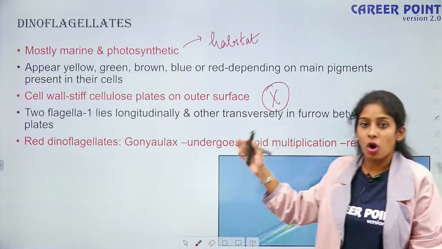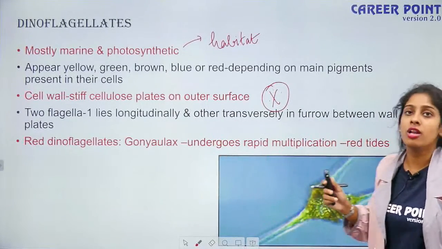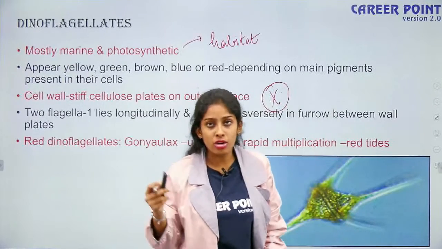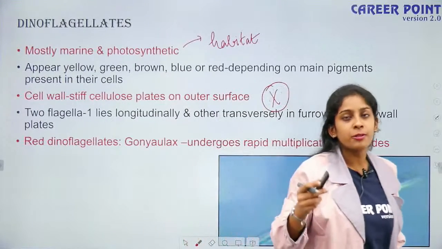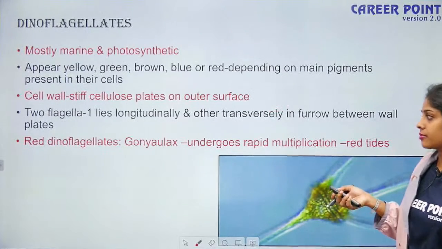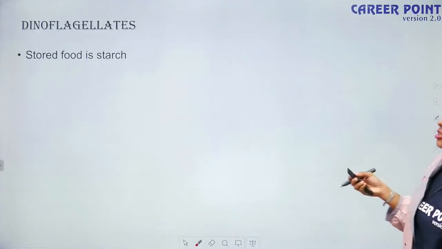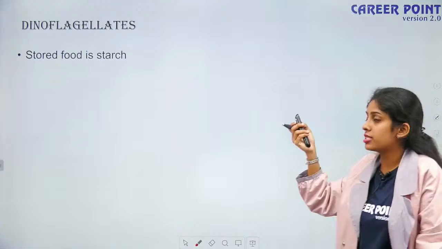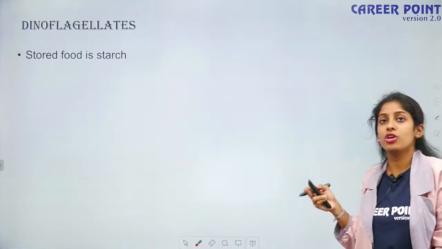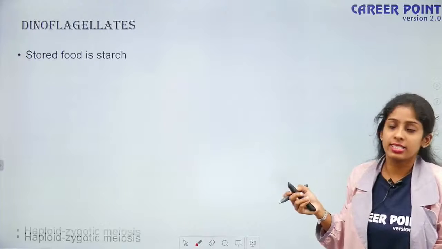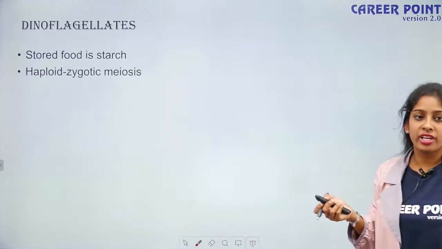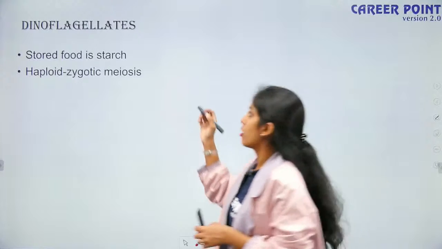For example, this Gonyaulax, though it gives you red tides and all, it also produces a toxin. This toxin can affect your neurons, so it is also called a neurotoxin. Here the toxin produced by Gonyaulax is saxitoxin. I think I have the name of the toxin. Again, the stored food is starch here. In case of your chrysophytes, it was leucosin and fat. Here it is starch. Then the type of lifestyle it undergoes is zygotic meiosis. So do you remember what is zygotic meiosis?